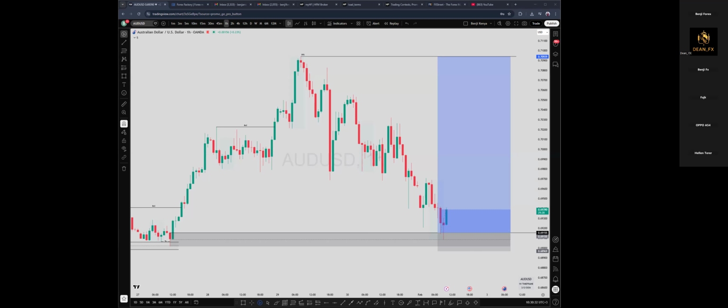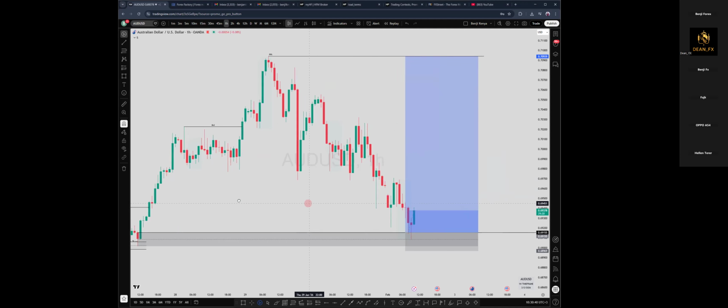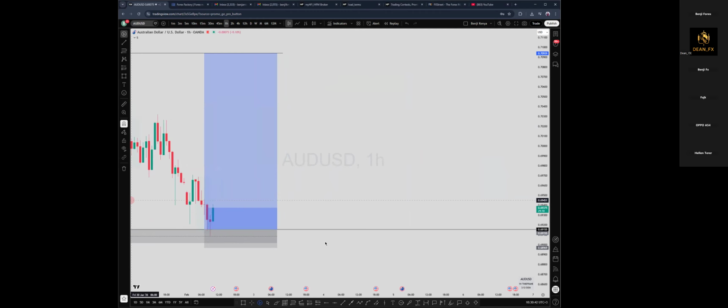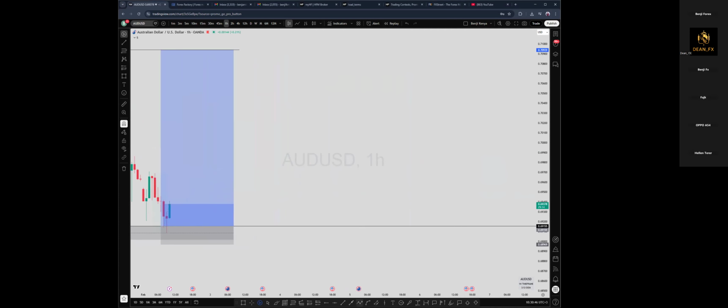Dean as well presented his screen and showed you how the market has been. This is just an example. This is AUD USD, and this is just an example of a trade that Dean was trying to explain. So this market has been creating break of structures. It reached somewhere there, then started dropping.